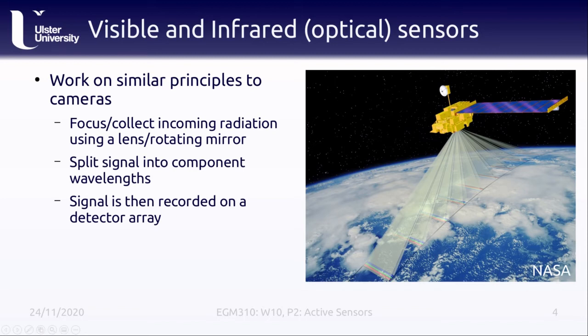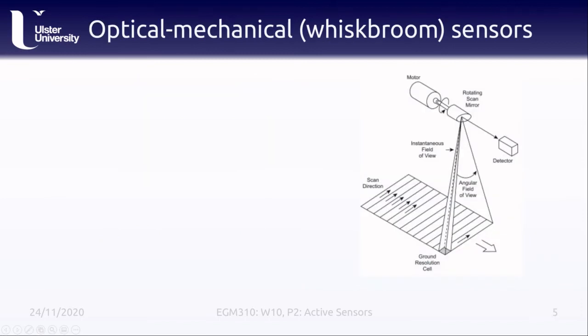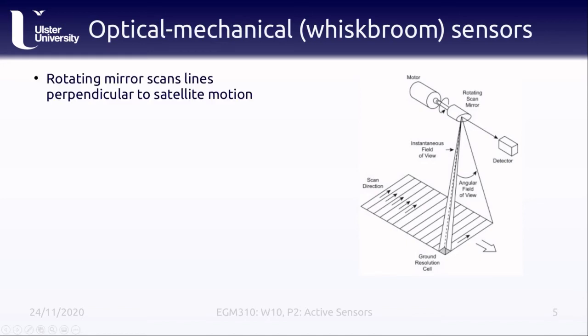There are two main types of optical sensors that we'll discuss here, which have different scanning geometries. That is, the way that they record images is different. The first of these two types of sensors are what are known as optical mechanical or whisk broom sensors. These sensors use a rotating mirror which scans lines perpendicular to the motion of the satellite, sweeping along like a whisk broom. The sensor scans across like this, rotating back to the start as the satellite moves along.